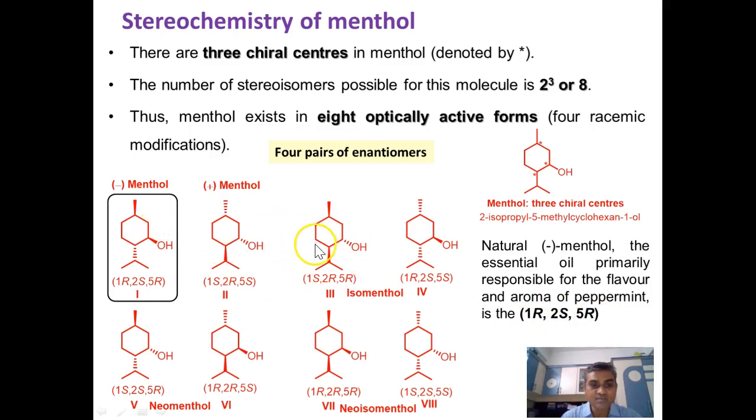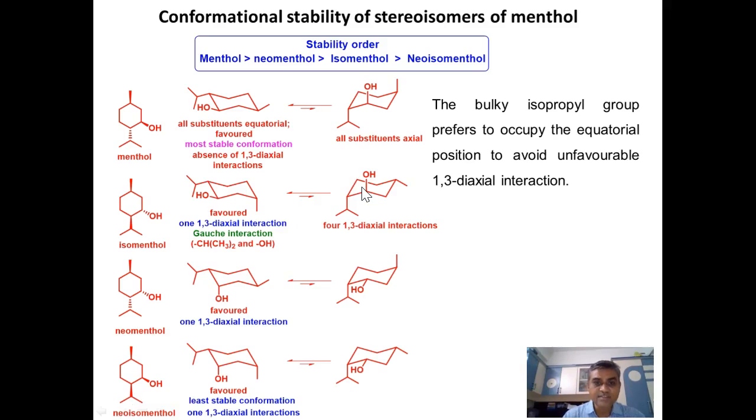Now this isomerism is possible because three substituents can exist with respect to each other either in a cis fashion or trans with respect to each other, and therefore there are 8 total stereoisomers of menthol. Since menthol is a 6-membered ring, we can draw chair conformations of menthol, isomenthol, neomenthol, and neoisomenthol. While drawing the chair conformations, the bulkier isopropyl group will prefer to occupy an equatorial position. This is the bulkiest substituent amongst methyl, hydroxyl, and isopropyl. Therefore, it will prefer an equatorial position, which is less sterically hindered.